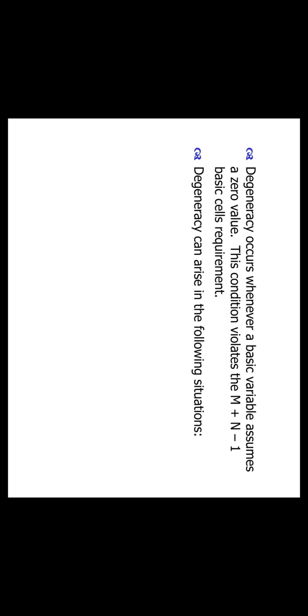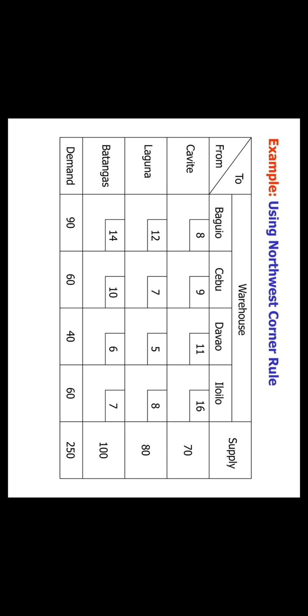Degeneracy can arise in the following situations. First is in determining a feasible starting solution, fewer than m plus n minus 1 cells are used. How would that happen? Let's look at this scenario. Based on the general steps in solving transportation problems, the first step would be to ensure that total supply is equal to total demand, otherwise we adjust. In this case, your total supply is equal to total demand, therefore we can proceed.